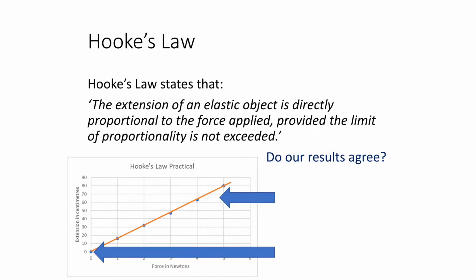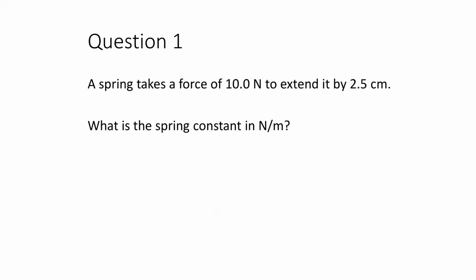On to a few questions now, so you'll need a pen, paper and a calculator. Question 1. A spring takes a force of 10 newtons to extend it by 2.5 centimetres. What is the spring constant in newtons per metre? So press pause, have a go at the question, and when you're ready, we'll go through the answers together. The first step is to remember the equation. Force equals spring constant multiplied by extension.